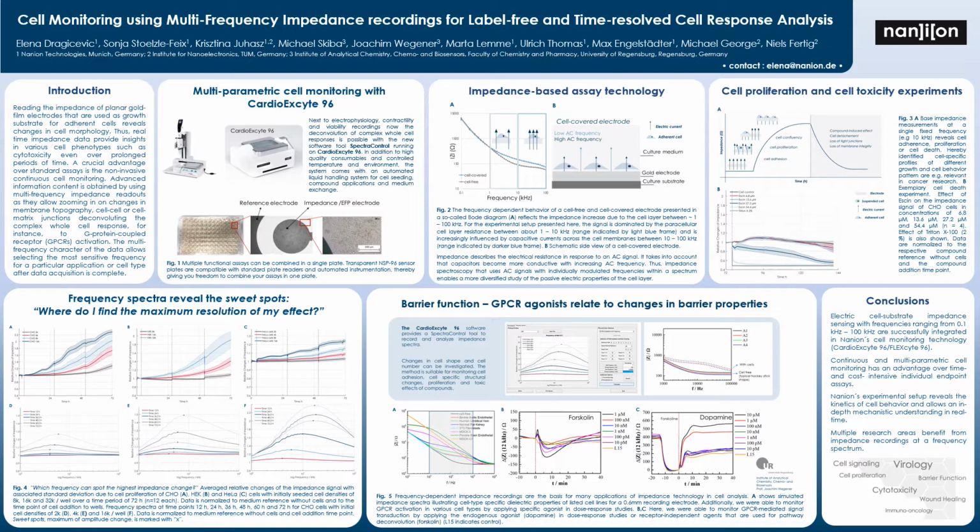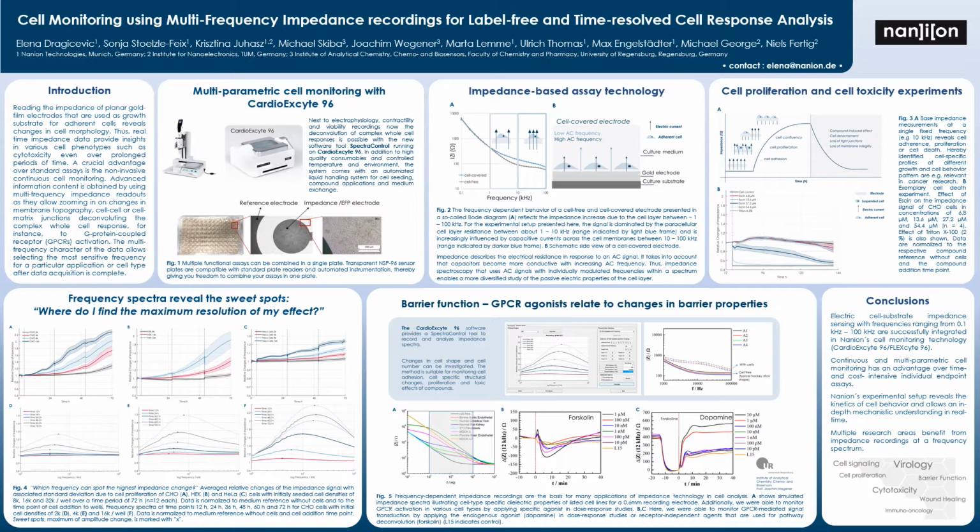Panel B depicts an exemplary cell death experiment, effects of Escin on the impedance signal of CHO cells in various concentrations, as well as the effects of Triton X-100, 2%, is shown. Data are normalized to the respective compound reference without cells and the compound addition time point. Frequency spectra reveal a so-called sweet spot.